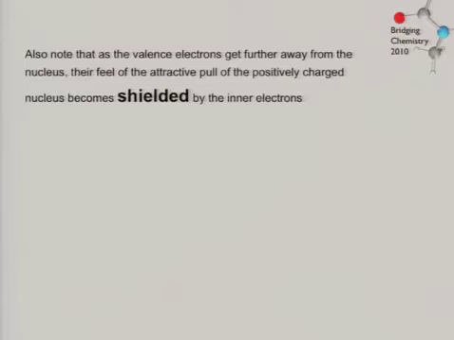Also, as you get further away from the nucleus, the attractive pull on the electrons becomes shielded by those electrons that are in the inner orbitals. So if you're an electron in the 3s orbital, then you have electrons in the 1s and the 2s and the 2p that are in your way between you and the nucleus, and so the way the charge is felt is lessened by having those other electrons in the way.